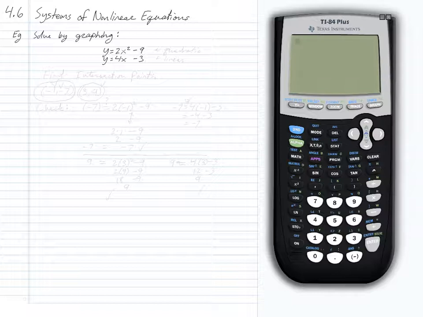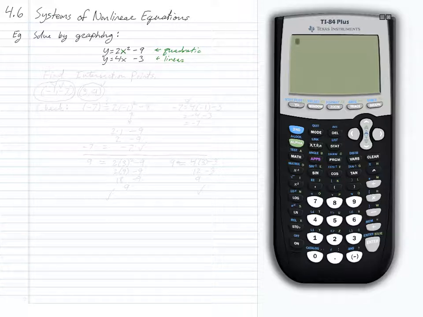So here we have one example of a system of nonlinear equations. We can see one of these is quadratic, and one of them is linear. So the first approach that we're going to use is to solve by graphing. So I will utilize my graphing calculator to solve this problem.